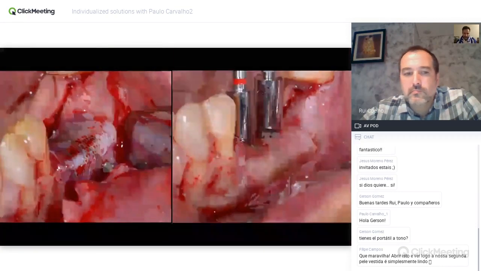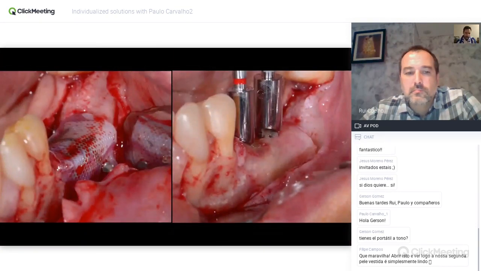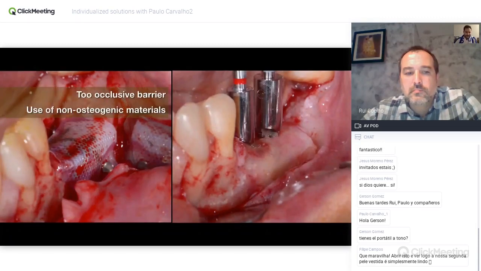Another thing that I was struggling with in bone grafting procedures was that I don't really like, but this is my personal experience. I know there is a lot of literature, a lot of scientific evidence on this type of techniques using PTFE and non-resorbable membranes. But in my personal experience, what I think is that these membranes are too occlusive.